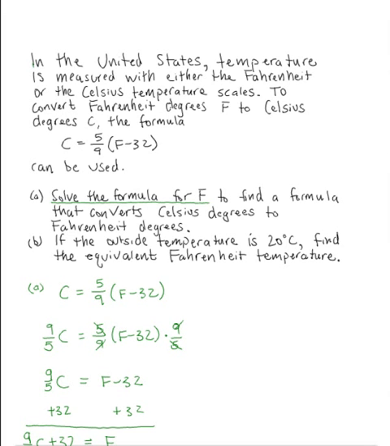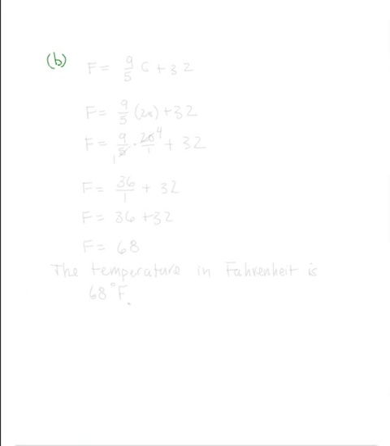Okay, so we have completed part A of this problem. Now let's attempt part B. Part B says if the outside temperature is 20 degrees Celsius, find the equivalent Fahrenheit temperature. Well, this is actually much easier now that we already have solved our literal equation for f. Let's rewrite it. So we have f is equal to 9/5 c plus 32.